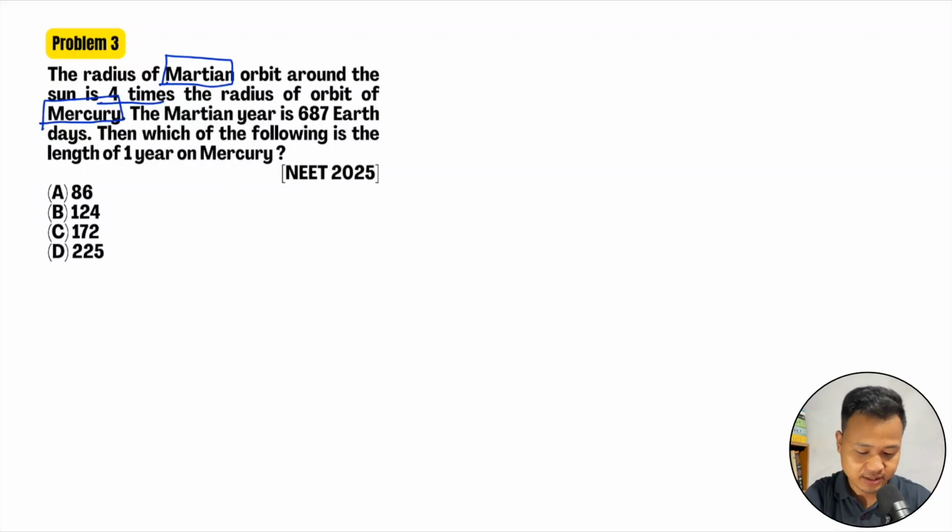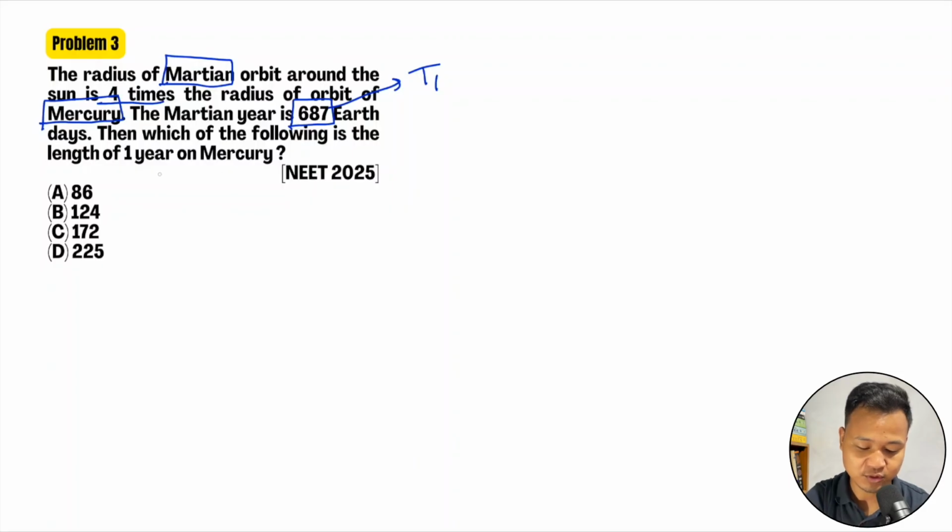The Martian year is 687 Earth days. So Mars around the sun, one revolution complete, takes 687 days, that is 687 into 24 hours. So the time period of Mars is T1.